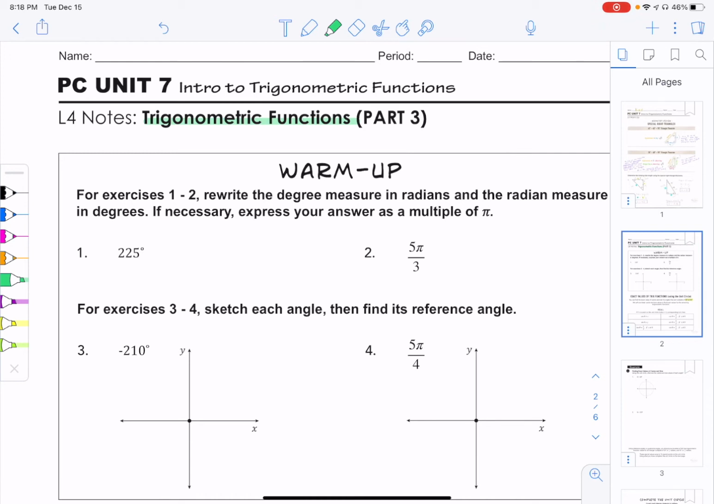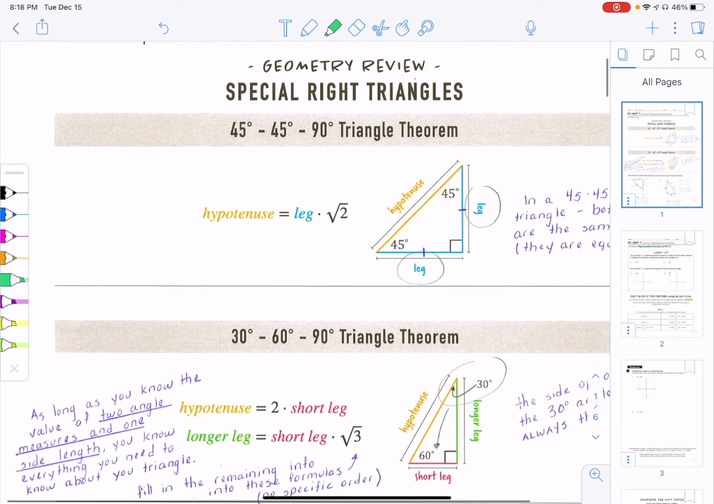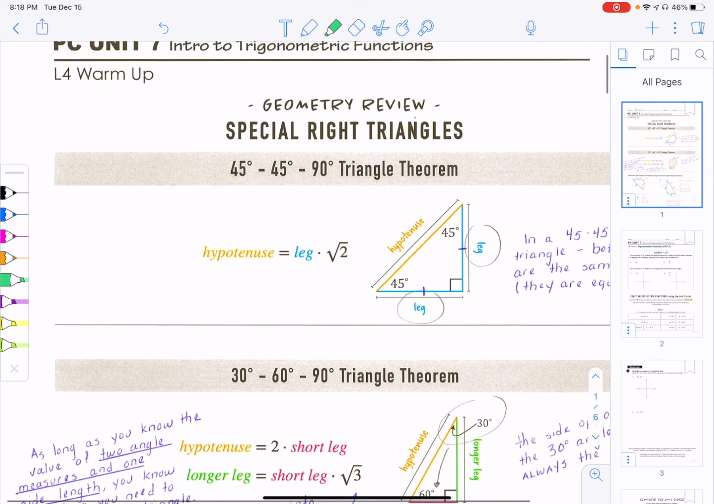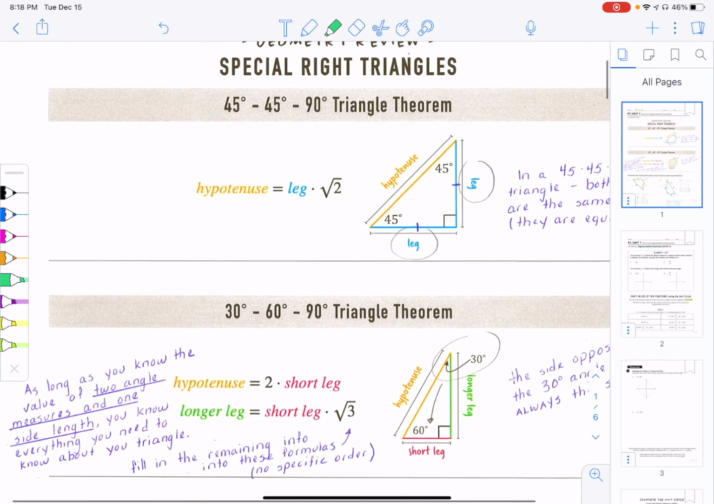Before I start, I want to point out a couple of previous concepts that are going to be relevant for this lesson. And that's the special right triangles that you learned back in geometry. So you need to know about 45, 45, 90 and 30, 60, 90 triangles.